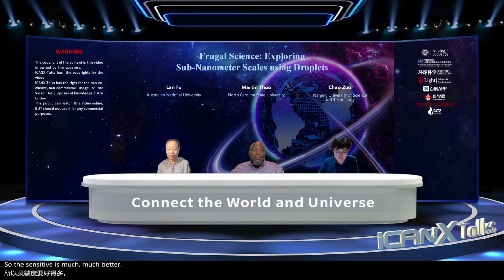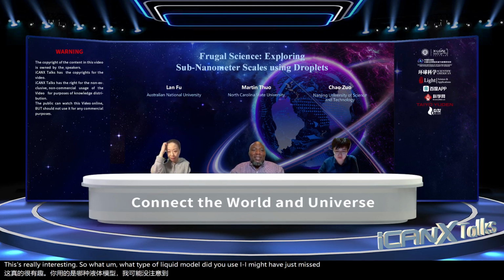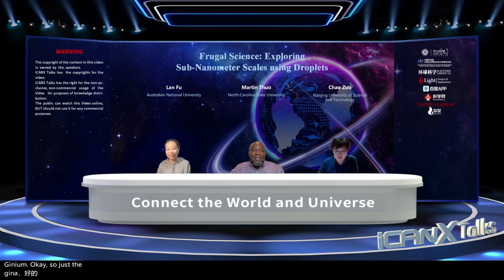That's really interesting. So what type of liquid metal did you use? I might have just missed it. Eutectic gallium indium. Okay, so it's just the common eutectic we use. Oh, that's the cheapest one.